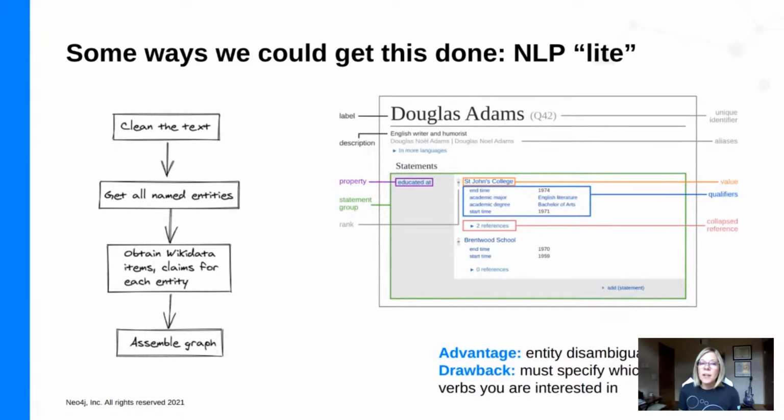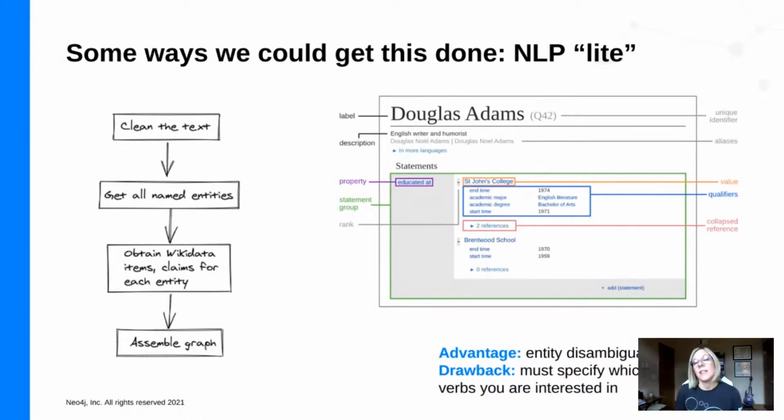So we start with a little bit of text cleaning. Get rid of punctuation and stuff like that. Pretty basic, pretty minor stuff. And then we're going to get all the named entities, just as we did before, but then we're going to take all of those named entities and we're going to get the claims for them. So that's each of these properties with their values. And we're going to obtain Wikidata for each of these claims, for each entity. So that's taking the claim of educated at and getting the value, and then we're going to assemble the graph.